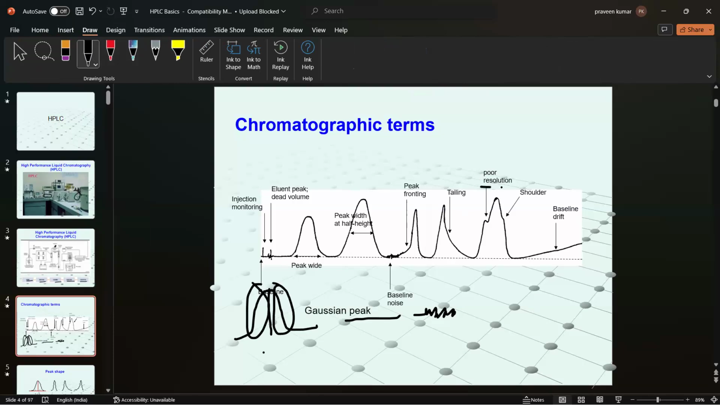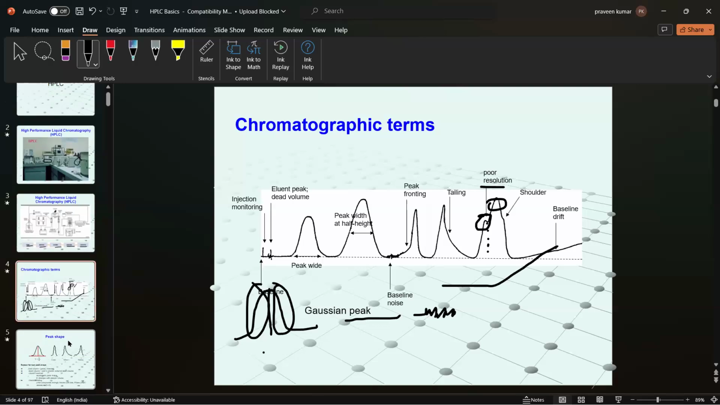Next, as I mentioned, poor resolution indicates improper separation. This is one analyte and this is another analyte, but there is no proper separation between these two peaks. And this is baseline drift. The baseline should always be in a straight line. If there is a movement away from the straight line, then it is known as baseline drift.